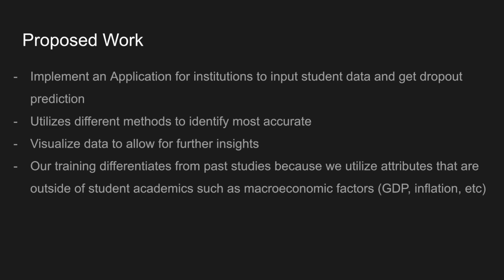For our proposed work, our proposed solution is to develop an application that allows institutions to input student information directly, and they can instantly receive a dropout prediction. To make this possible, we use a feature-rich dataset that captures many aspects of a student's background and academic history. This allows us to build informed models and also visualize the data in meaningful ways. The goal is not just to classify students, but also to provide insights to allow institutions to act on, to prevent student dropouts in the future.